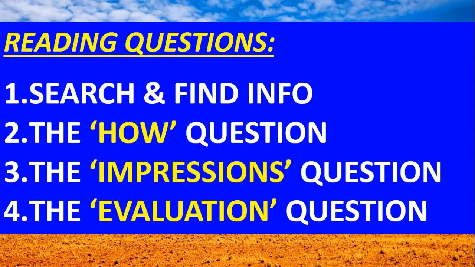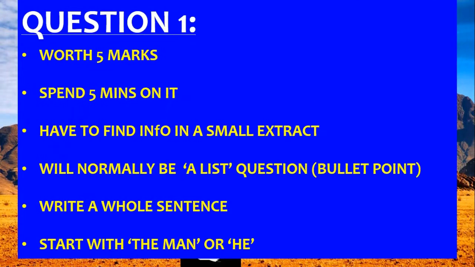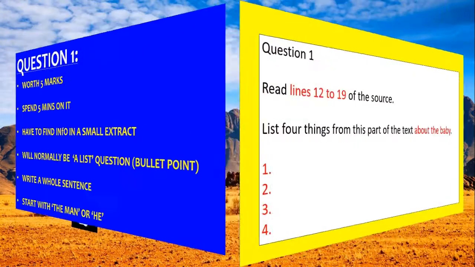And the reading questions, there will be the search and find, the two how questions, the impressions and the evaluation question. This video is looking at the search and find, the first part of the video. So question 1. Tips for question 1 are: it's worth 5 marks, spend around 5 minutes on it. You have to find information from a small extract. It will normally be a list question, as in bullet points, but you're going to answer it in a whole sentence, and you're going to start with 'the man' or 'he', and I will explain that.